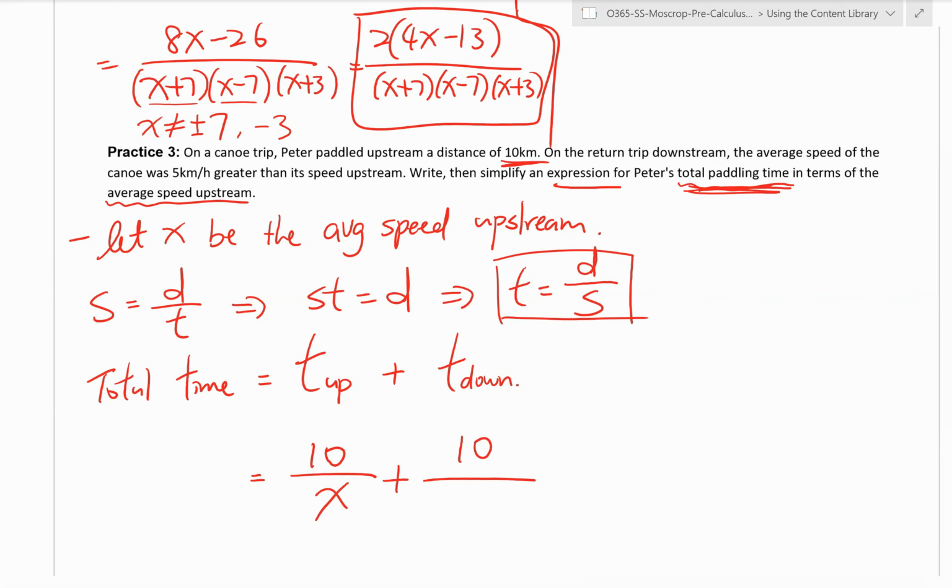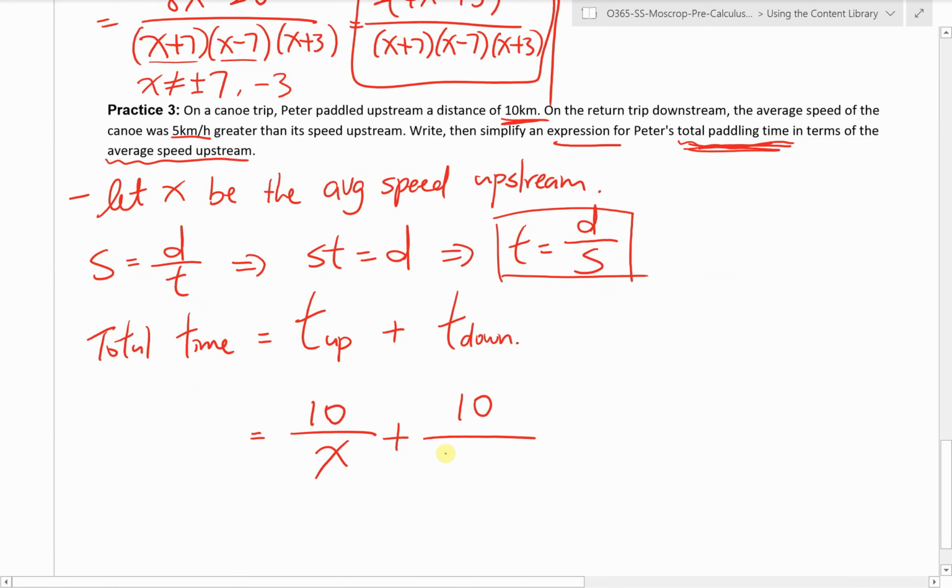Now, what's the speed going down, though? It says the average speed was 5 kilometers per hour greater than the speed upstream. So instead of just x, it's going to be x plus 5. And this is the total time. Okay, this is t total. So this is the expression, and now we just need to simplify it.